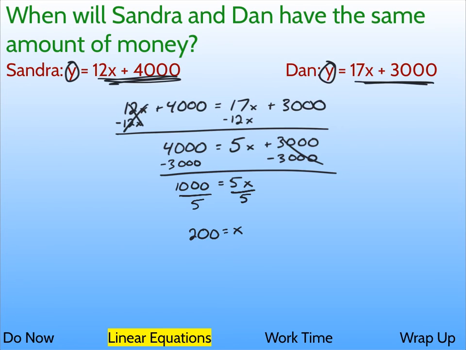So what this means is that after 200, and remember, x is the number of hours they work. So after 200 hours of work, Dan and Sandra have the same money.